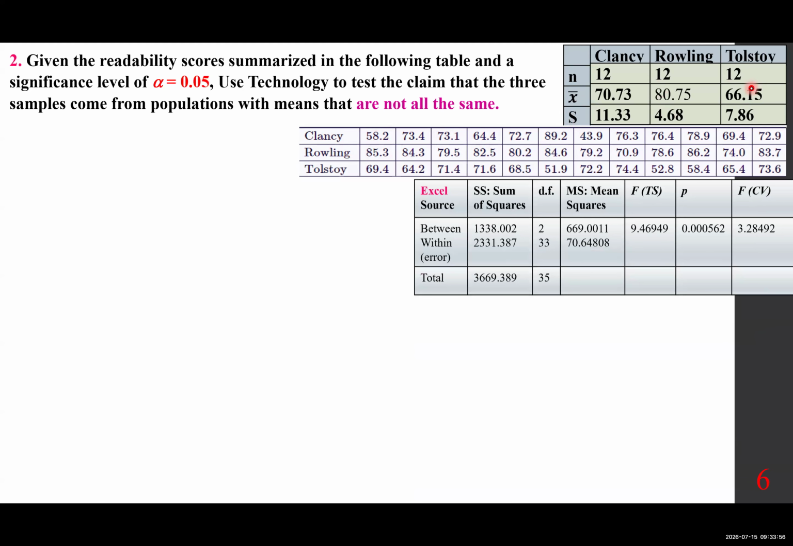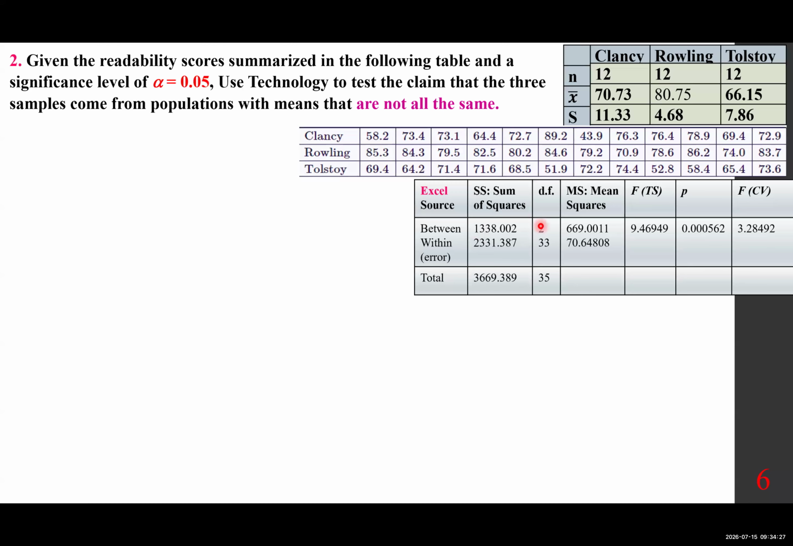And this is the table that has been created by Excel. As you can see, pretty much everything that you want is here. You just need to understand the table. Excel source, sum of squares, degrees of freedom, mean, F for the test statistic, the critical value, and this is the p-value. So very simple. And obviously you can see this adds up to this, adds up to this.